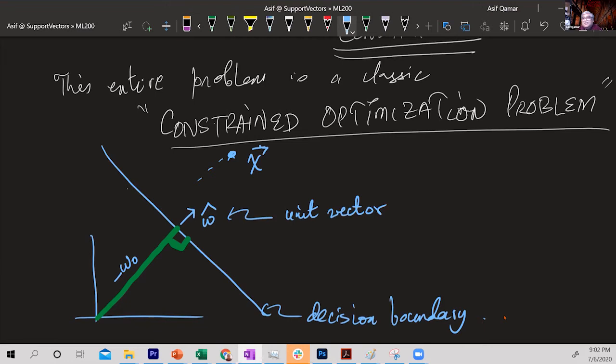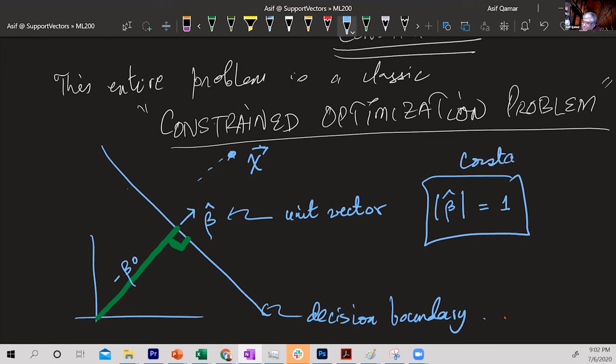Actually, I will use the notation that is in your book. In the textbook, they tend to use beta naught, beta, rather than W, so I'll use beta here, unit vector. What is a unit vector? A unit vector is a vector whose size is equal to, what is the magnitude of a unit vector? 1. Right? So that brings us to our first constraint. It is a constraint on the betas, because beta is nothing but beta 1, beta 2, depending upon how many dimensions there are.